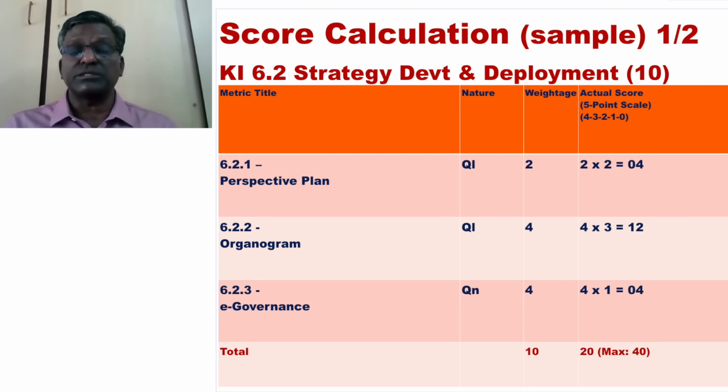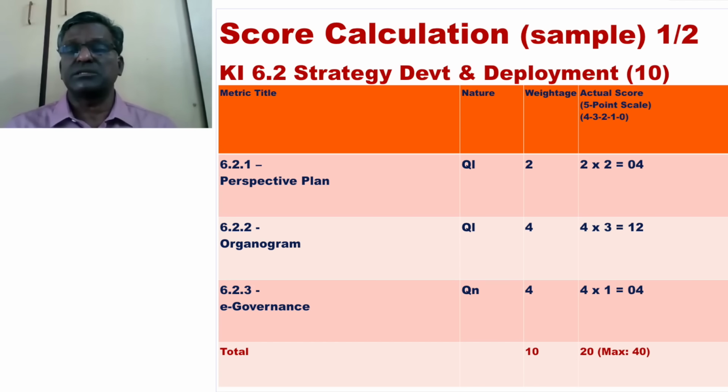Whereas in the case of 6.2.2 organogram, the institution has prepared an organogram showing the hierarchy of the positions and the authorities and where they stand. So therefore, it is good. So in the 5-point scale, it is good. So therefore, the calculation is 4 into 3, 12.